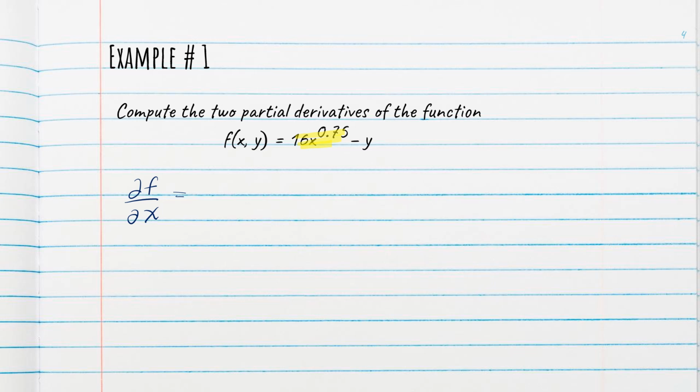So we're going to bring the power down, the 0.75. We're going to multiply it by 16x, and we're going to reduce the power on x by 1. So I'm going to write this all the way out. We have 0.75 minus 1. Now let's simplify this thing. So the partial derivative of f with respect to x is equal to 0.75 times 16, which is 12. And then we have x to the negative 0.25.